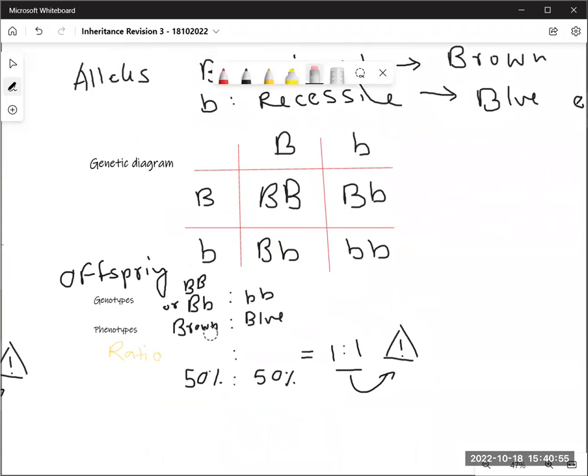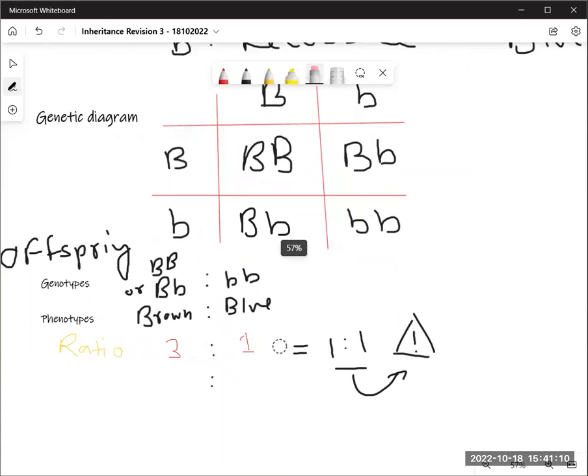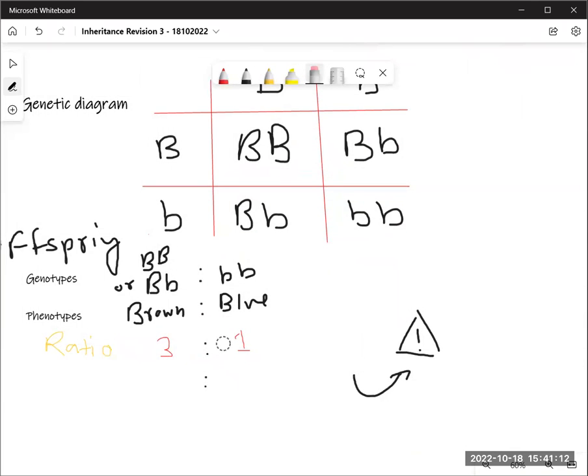Now, quickly tell me what is the ratio of these people? How many brown do we have and how many blue do we have? Zahara, tell me. Sir, we have 3 brown and 1 blue. Zahara, any questions? No, sir. Now, I can't simplify this any further because one of them is already 1. There's no way to divide with anything to make it simple. So this is the final answer, the ratio, which is most important.